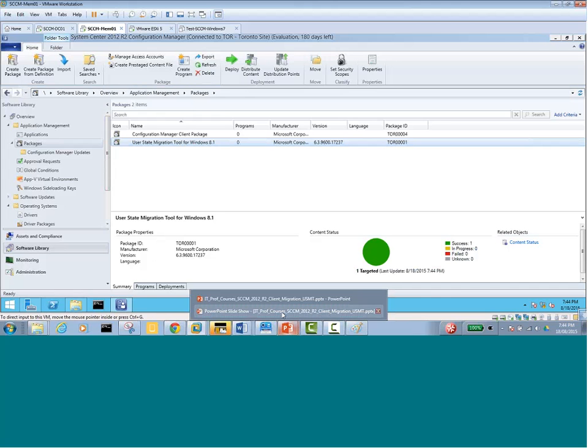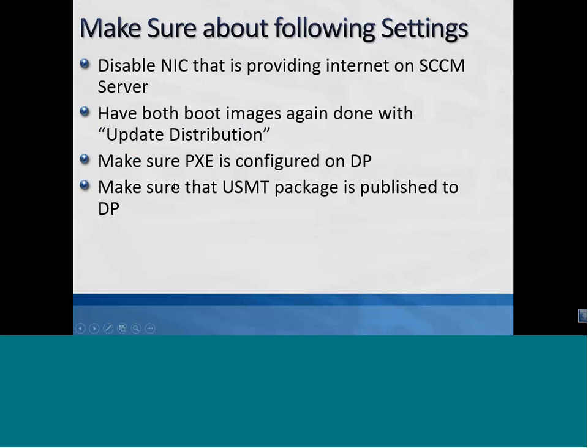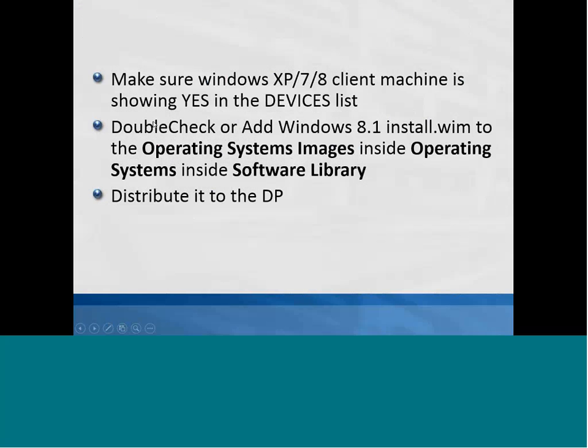Let's check what else needs to be checked. Okay, so all these things on the slide we have checked already, double checked, and make sure that the USMT package is published to the DP. Yes, done. Okay, next slide is make sure the Windows XP, 7 and 8 client machines are showing yes in the devices.